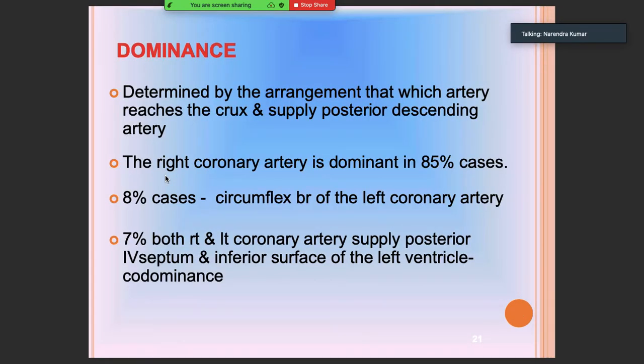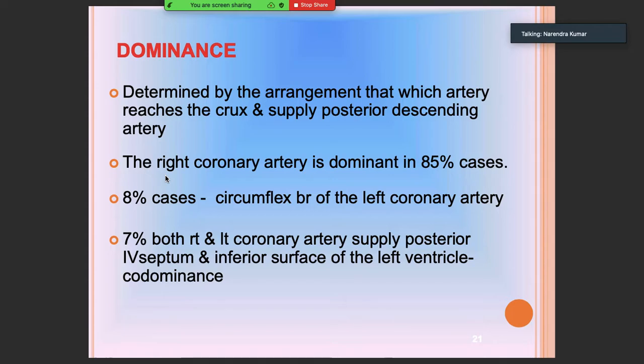So there is a concept, I think, when we were talking about the coronary artery anatomy, what is called a dominance. Dominance is important for us to understand which one carries the majority of the blood flow. For example, it is determined by which artery reaches the crux and supplies the posterior descending artery. So that's why RCA is the dominant in 85%. Just think of it like that.